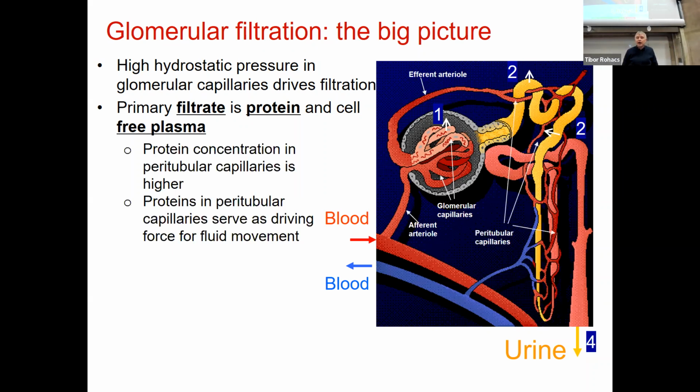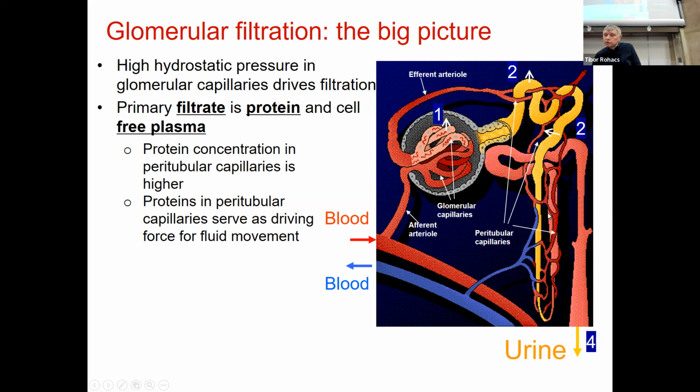what's going on. Because the filtrate is protein-free, that means that the protein concentration in the blood leaving the glomerular capillaries will be higher than in the blood coming in. And the importance of this will be that the efferent arteriole, which is the arteriole coming out of the glomerular capillaries, is going to divide into capillaries one more time, the secondary capillary system, which is called the peritubular capillaries.